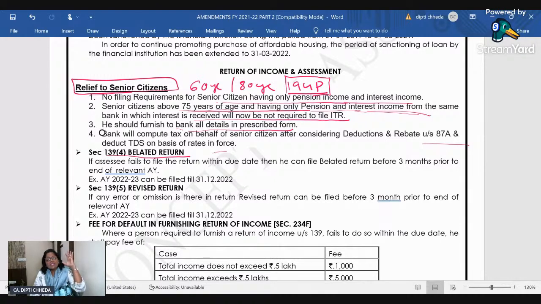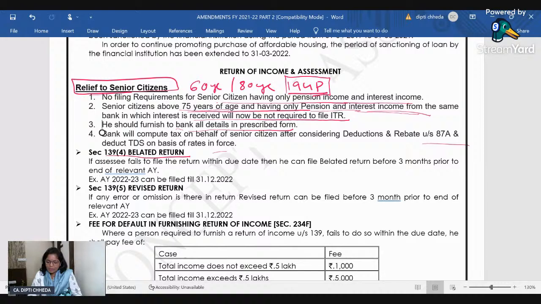Yes. Till last year, the belated return date was 1 year from the end of the previous year. That was the end of the assessment year. So for 31st March 21, you could file the return by 31st March 22. From this time, they have made it more strict and more disciplined, and they have made it 3 months prior to the end of the assessment year.